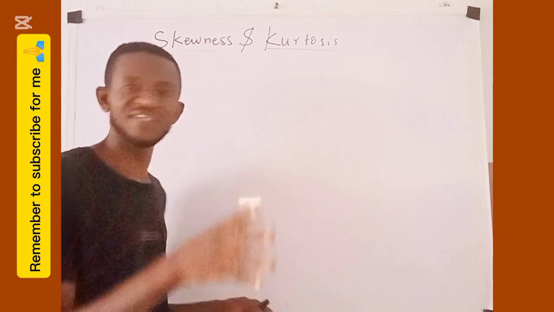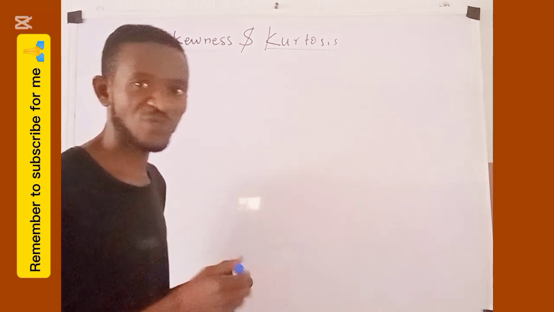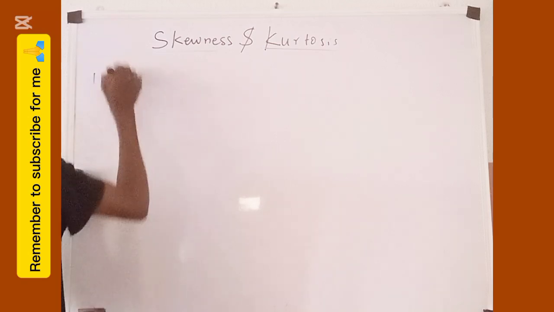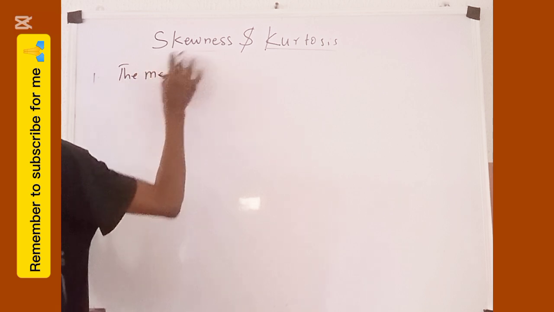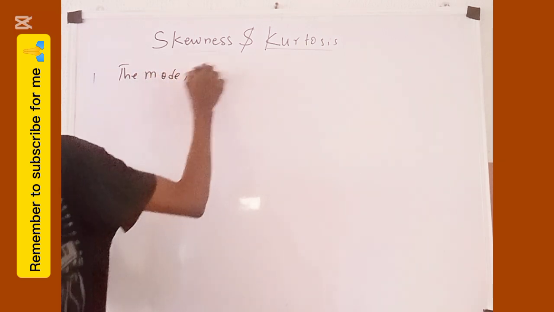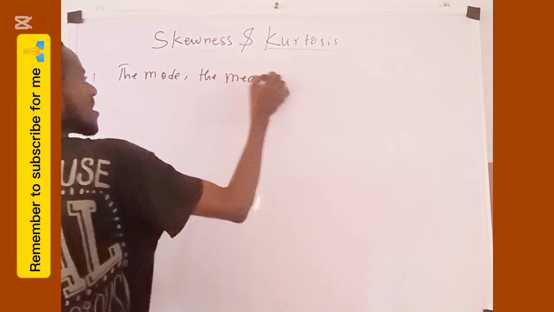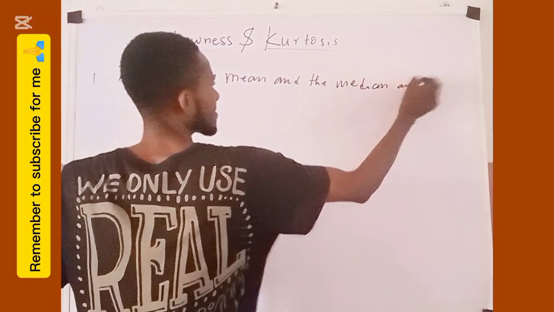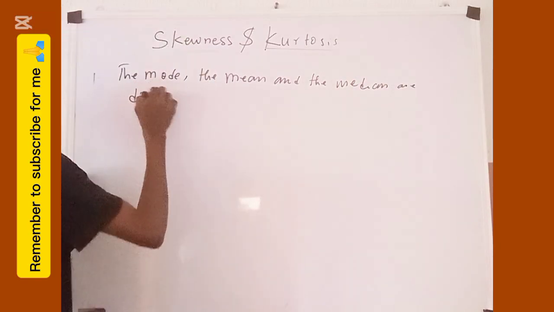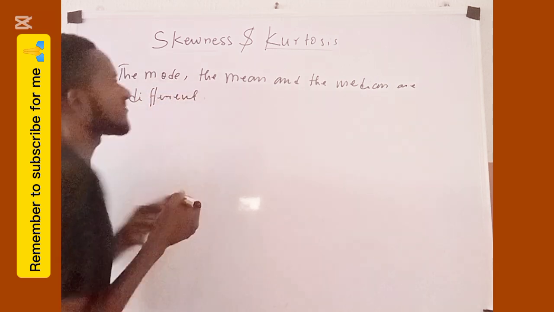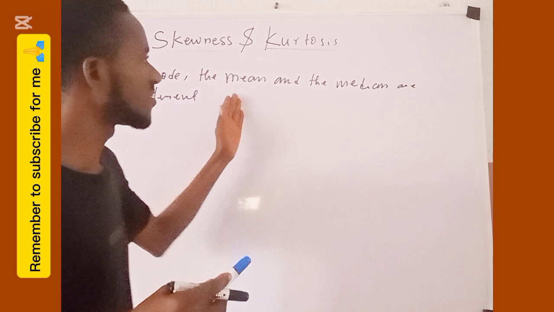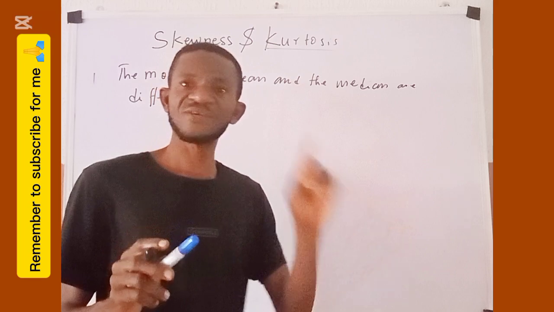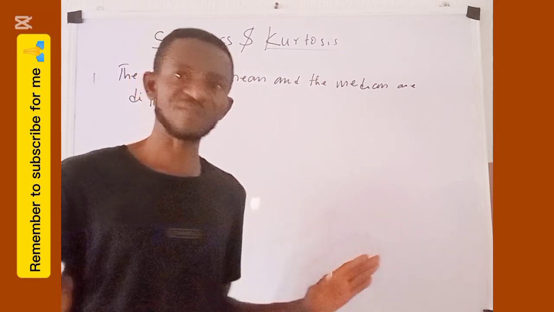When the data set or the distribution is not symmetrical, look at what we are going to see. Number one, the mode, the mean, and the median are different. So the value of the mode is different from the value of the mean, which equally is different from the value of the median. This is a condition we arrive at when the distribution we have is not symmetrical.